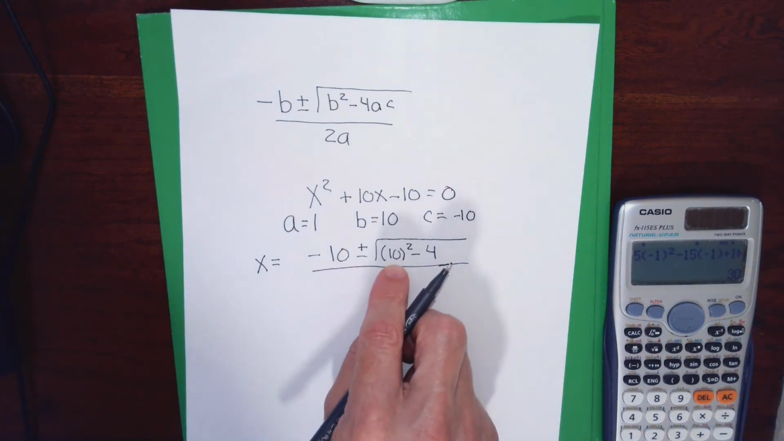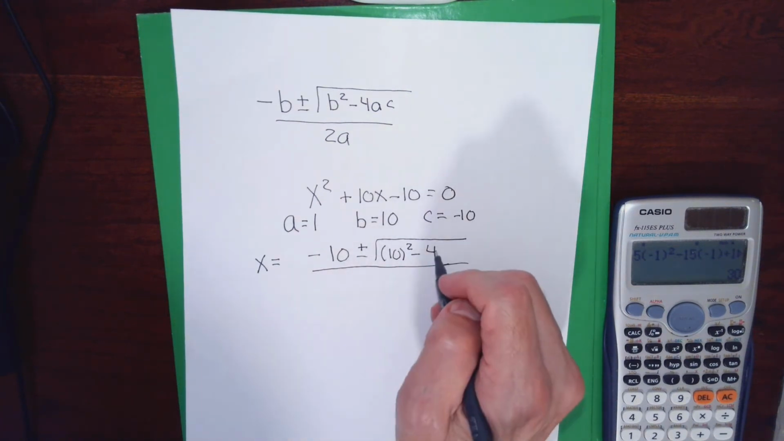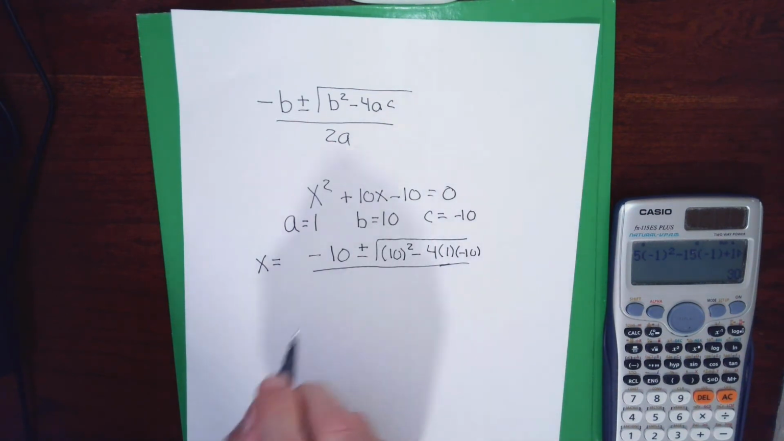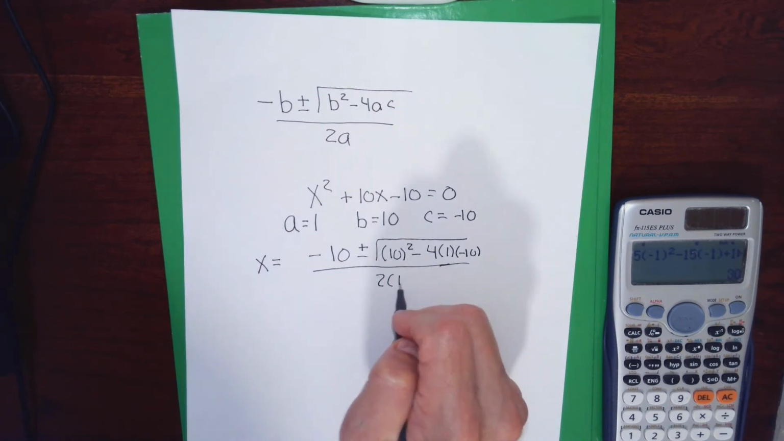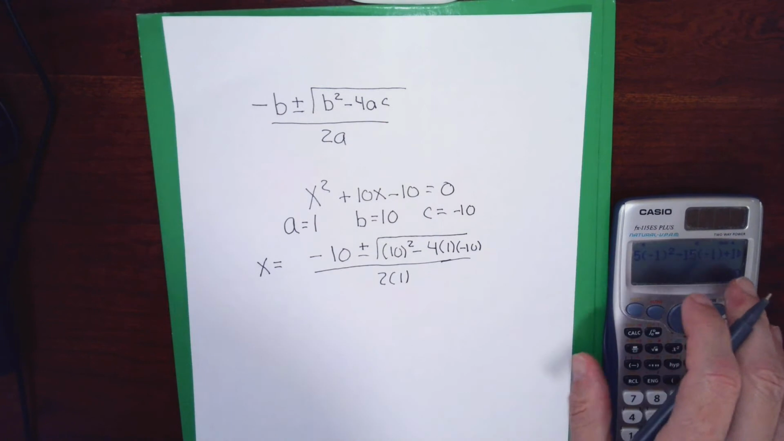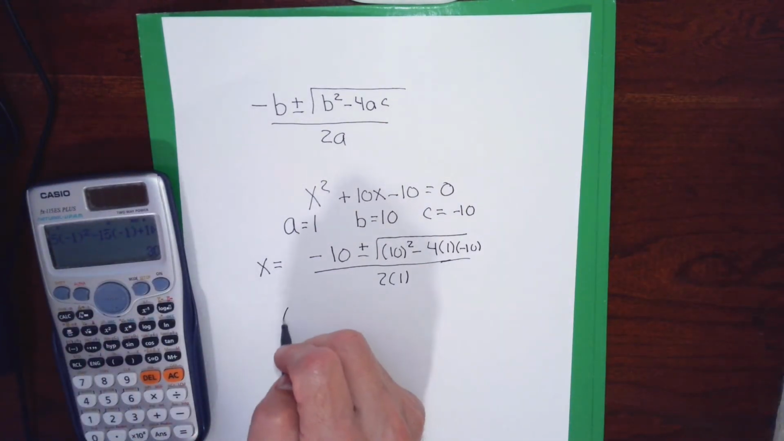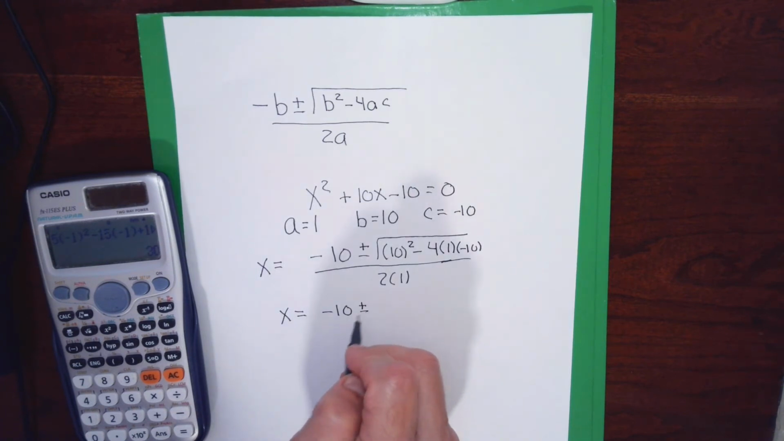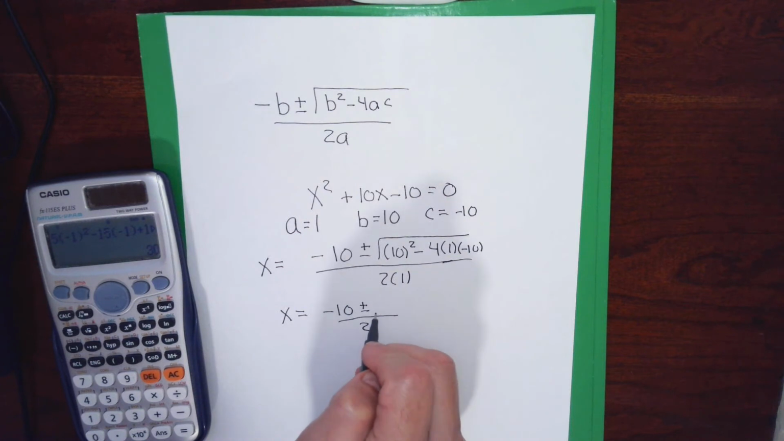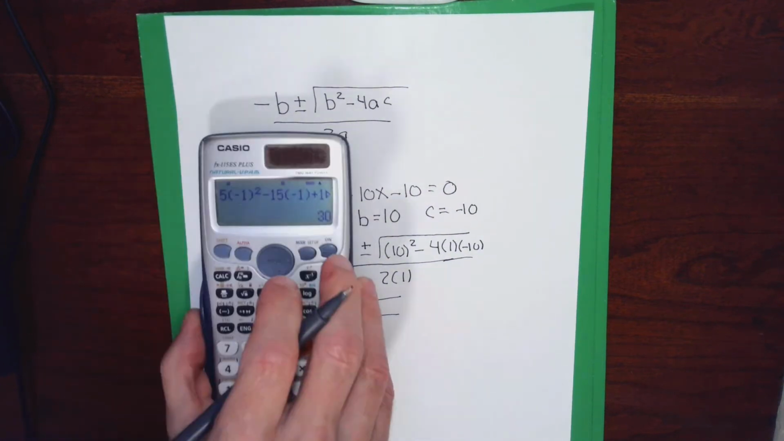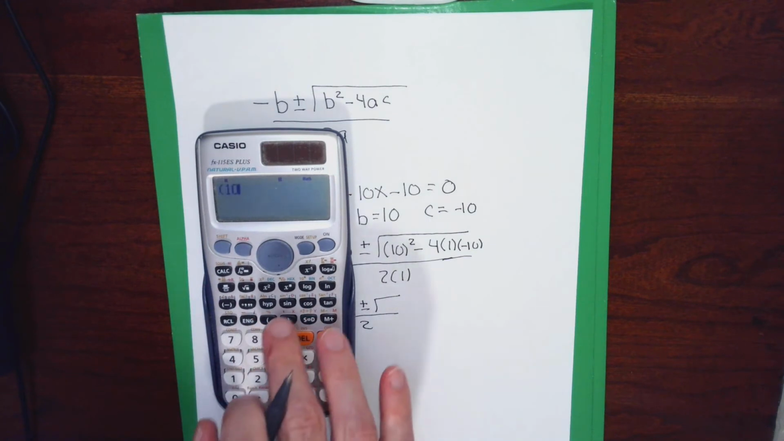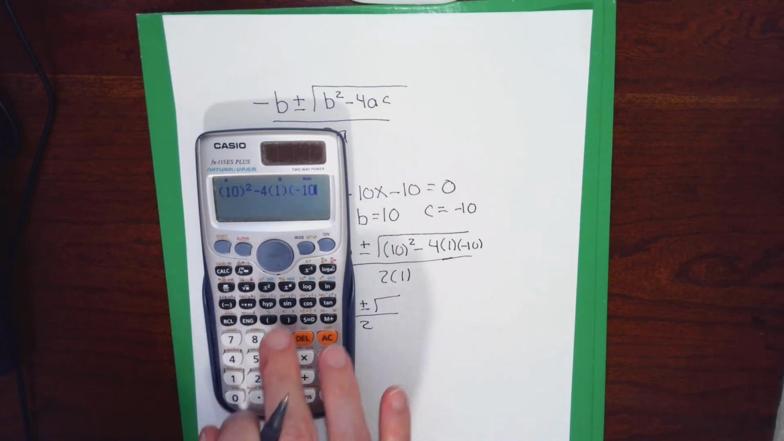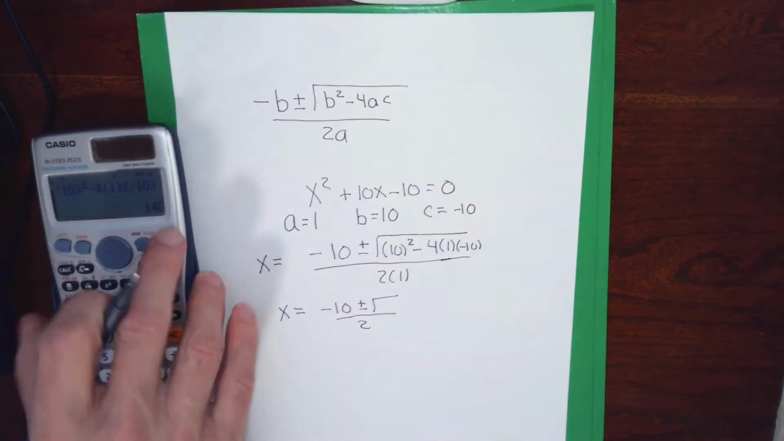So I get b squared, which is 10 squared, minus 4, and then for a 1 and c negative 10, and then in the denominator twice a. So I can simplify the denominator quickly. The denominator just reduces to 2. And then under the radical, I see 10 squared minus 4 times 1 times negative 10. And I get 140 under the radical.